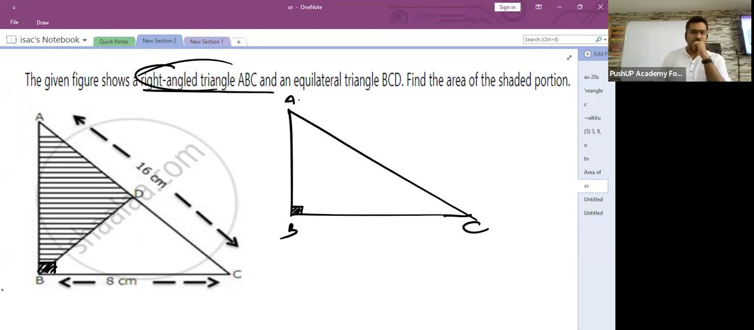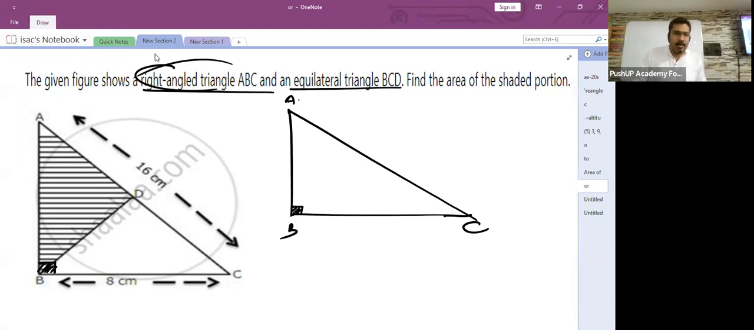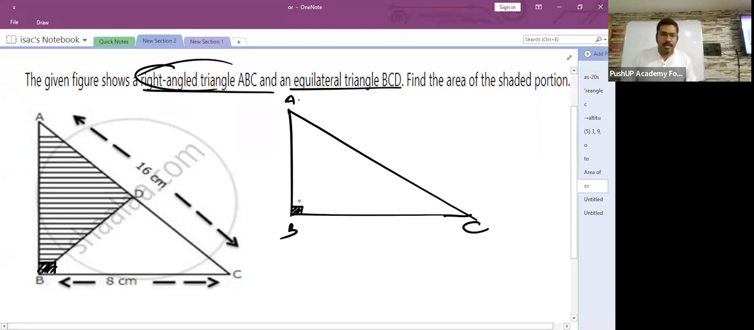90 degrees, right? And then they have given you an equilateral triangle BCD. So let me draw that equilateral triangle BCD in red color. BCD, right? It's not a perfect diagram, children. What is triangle BCD? It's an equilateral triangle. And what is the speciality of an equilateral triangle? All the three sides are equal.